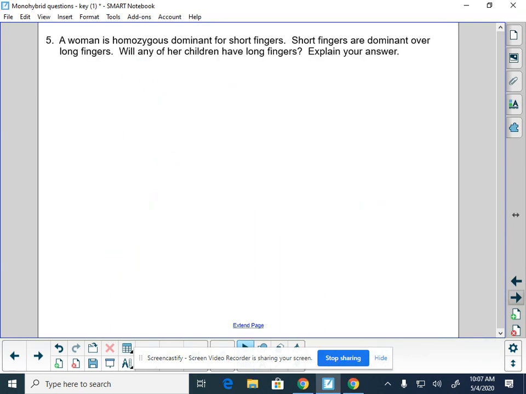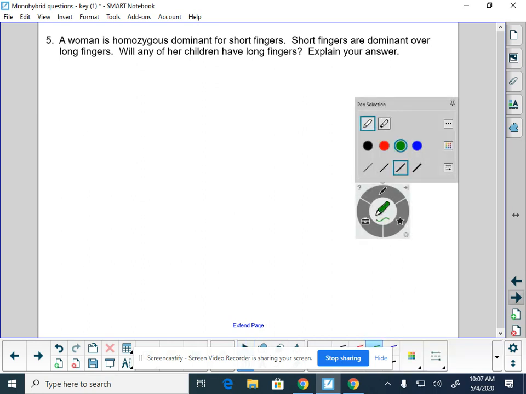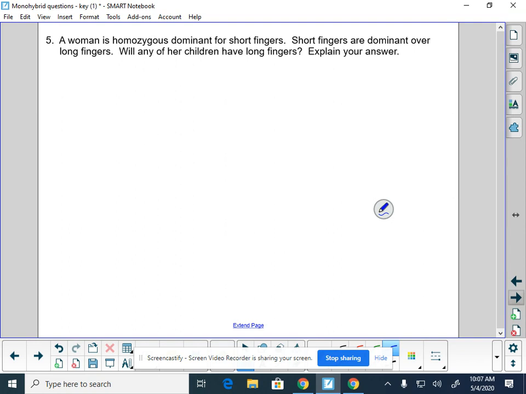Next question. A woman is homozygous dominant for short fingers. Short fingers are dominant over long fingers. I would avoid using S's for your legend, just because a capital letter S and a lowercase letter s look quite the same. So pick something other than S's.